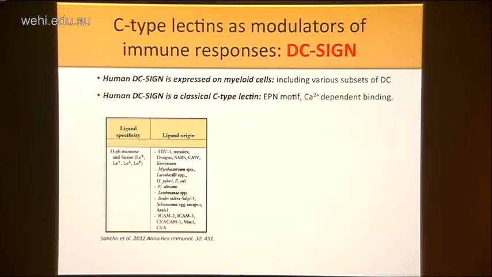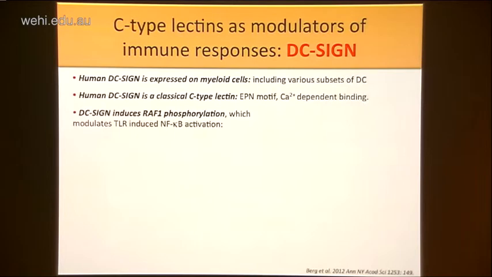So, DC-SIGN is a classical lectin. It has the EPN motif, and it binds calcium. It requires calcium for binding of its targets. And look at how many different molecules. The other thing I want to highlight is that DC-SIGN actually binds ICAM-2 and ICAM-3, so it binds its own self molecule, and it may play a totally different role in that interaction. So it's not just pathogens that it can recognize. The important thing is that DC-SIGN can induce RAF1 phosphorylation, which then subsequently modulates TLR-induced NF-kappa B activation.